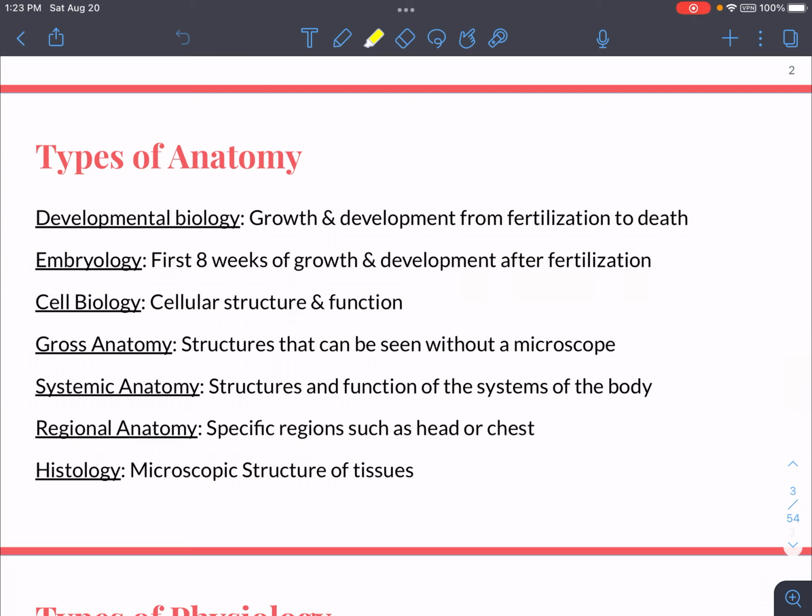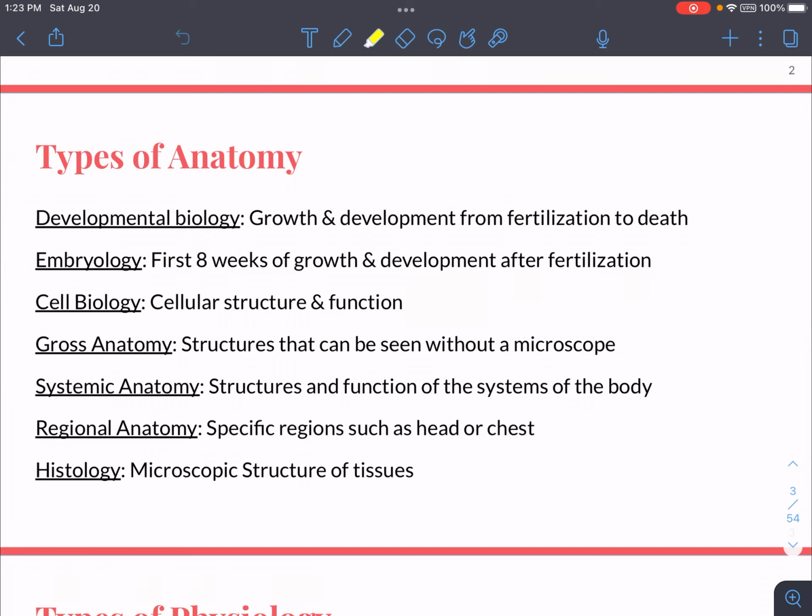We're also going to spend some time with cell biology. So what's the cellular structure? How do cells function? We're going to look at that. We're going to look at all the different parts of the inside of a cell. We're also going to look at gross anatomy. It's what you see when you look at a person. It's the structures you see without a microscope.